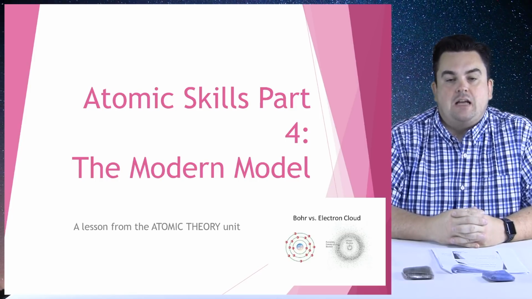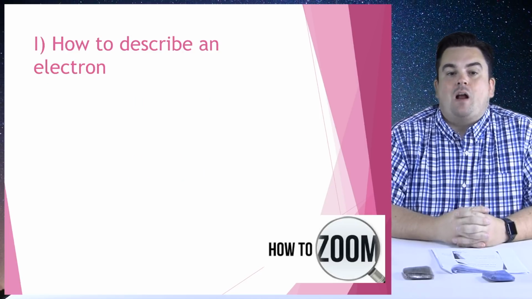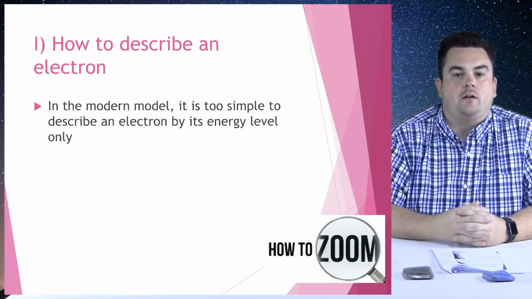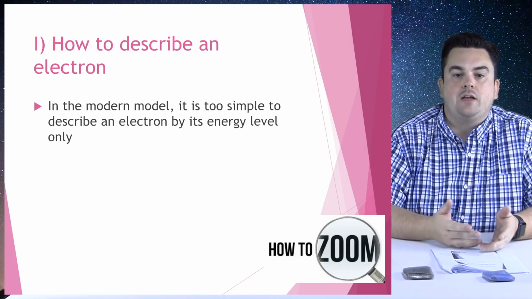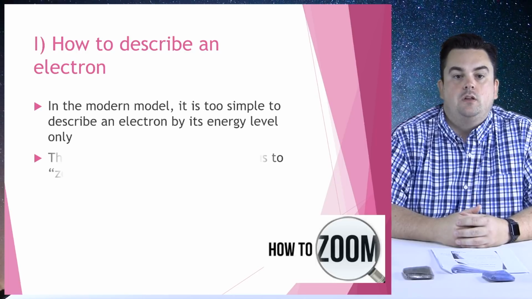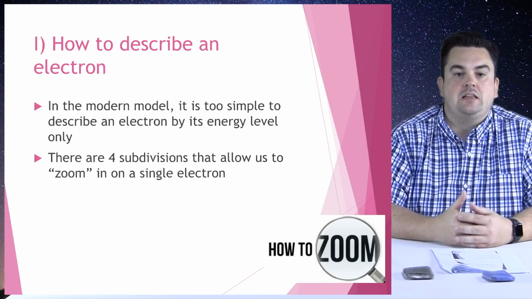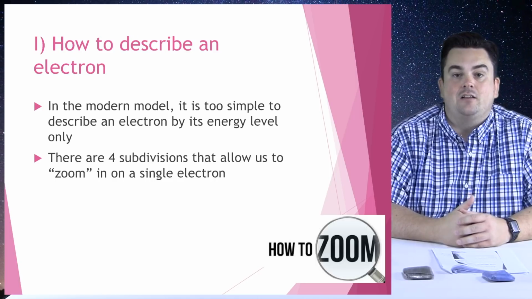Atomic Skills Part 4, the modern model. A lesson from the atomic theory unit. How to describe an electron. In the modern model, it is too simple to describe an electron by its energy level only. There are 4 subdivisions that allow us to zoom in on a single electron.